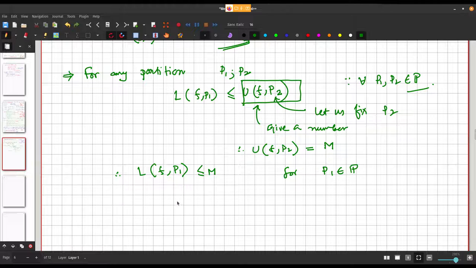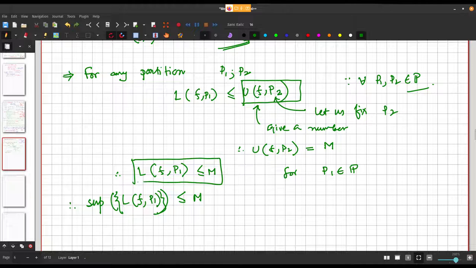And the catch is to observe here that P1 can be any partition which is taken from this set of all the partitions possible. So if we take the supremum value of LFP1 considering all the partitions P1 that is derived from the set, this equation will still hold, right? And M is defined here.